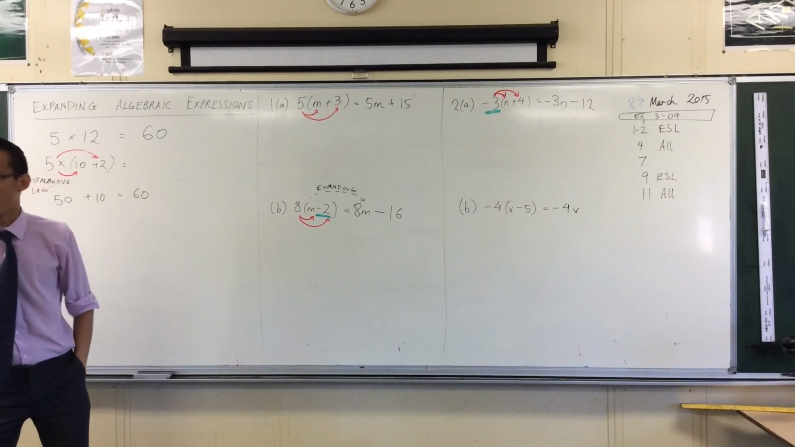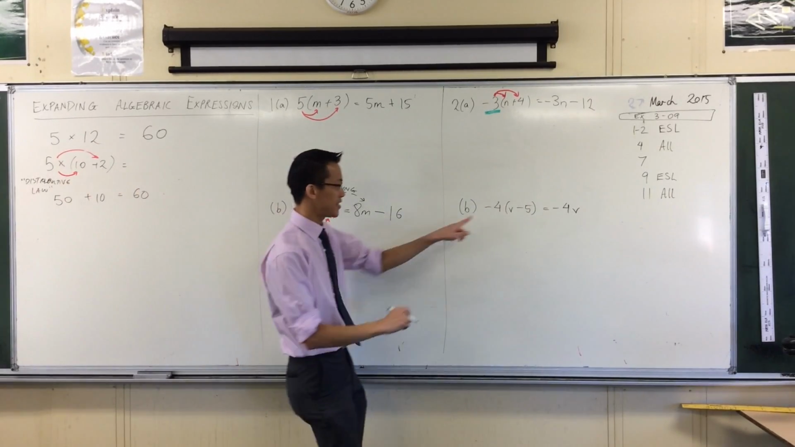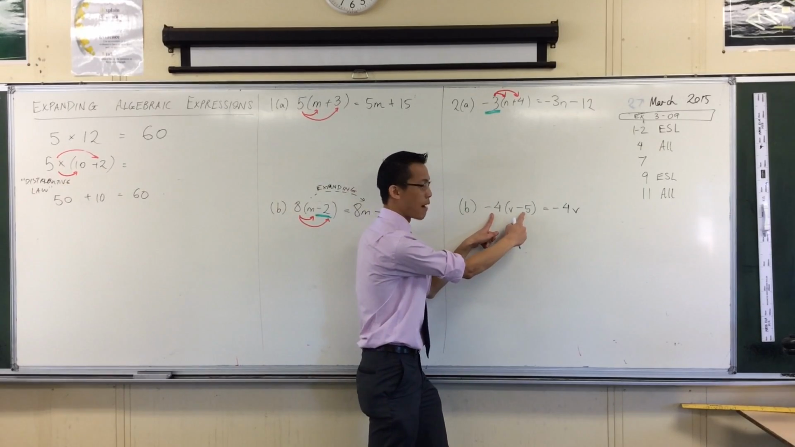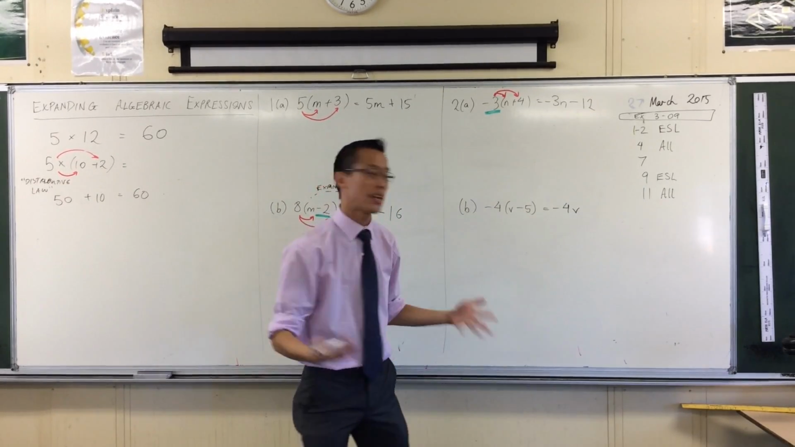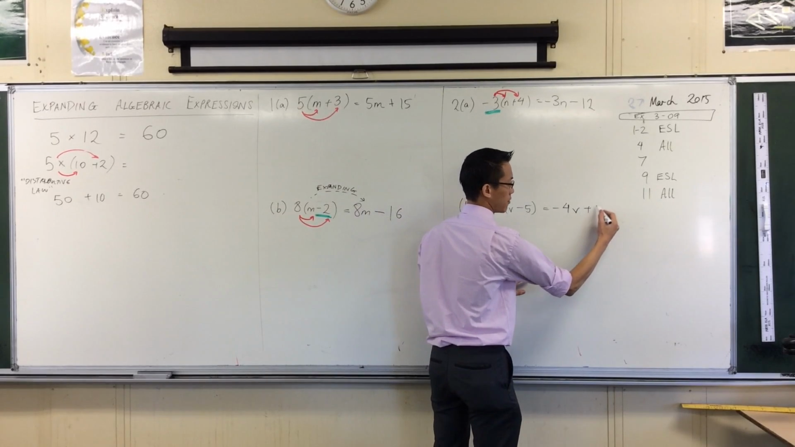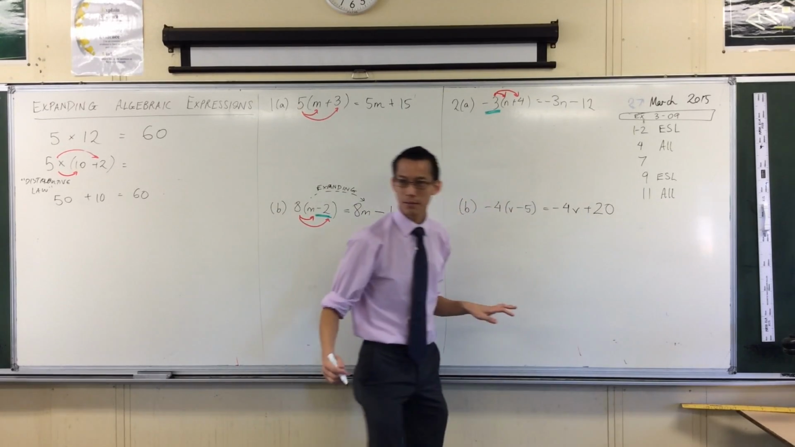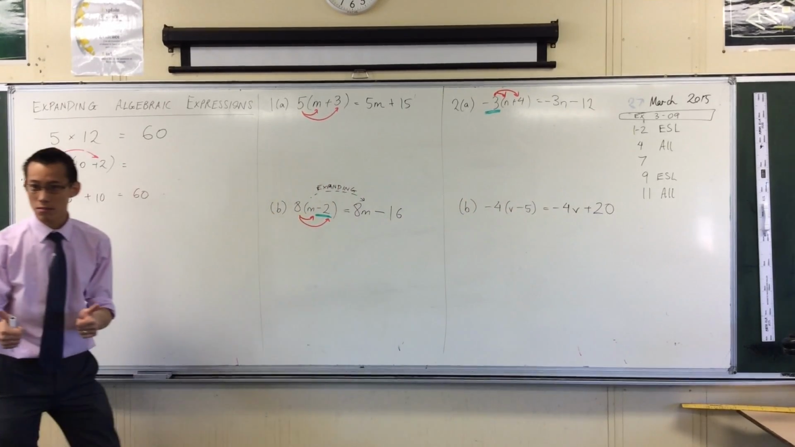Rachel? Yeah, fantastic. I've got a minus 4 times minus 5. And when you've got 2 minus signs, they cancel each other out. You'll just end up with a positive. And of course the answer is 20. Okay? Does that make sense?